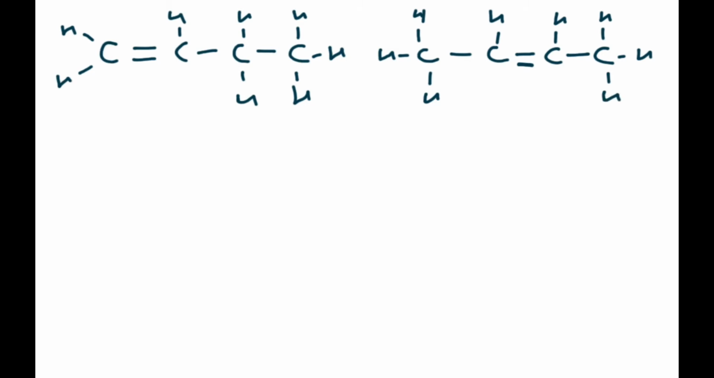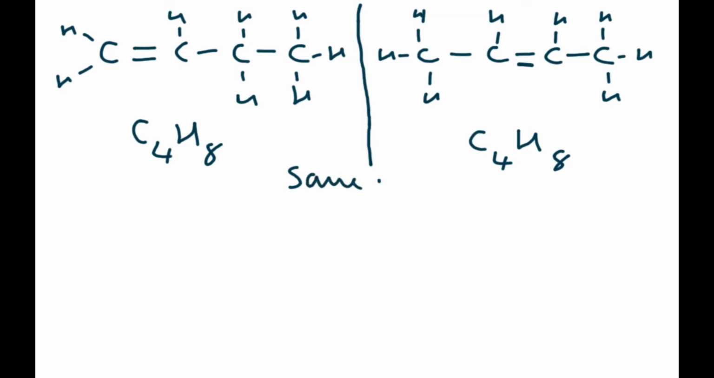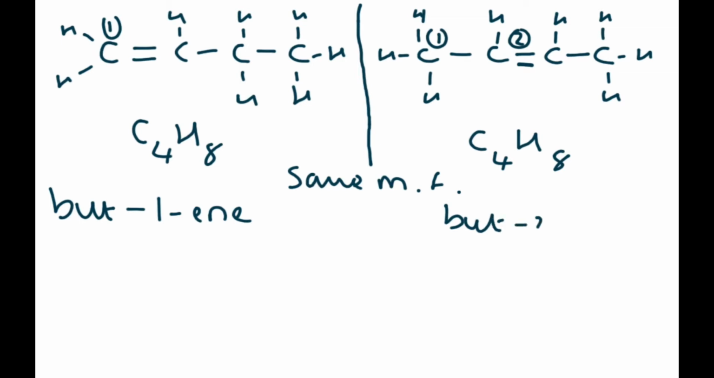I'm going to put a little line between them so you can see the difference. The molecule on the left has the formula C4H8, and the molecule on the right has C4H8 as well. So they have the same molecular formula, but the one on the left has the double bond on carbon 1, so it is called but-1-ene, and the molecule on the right has it on carbon 2, so that is called but-2-ene.